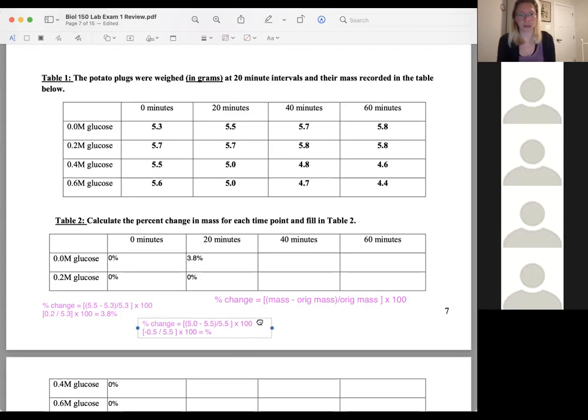Okay, so this equation here, what is the answer here? What is the percent change for this one? Negative 0.91%.